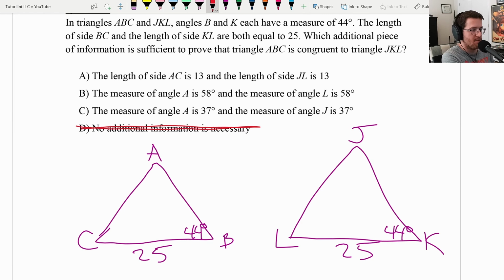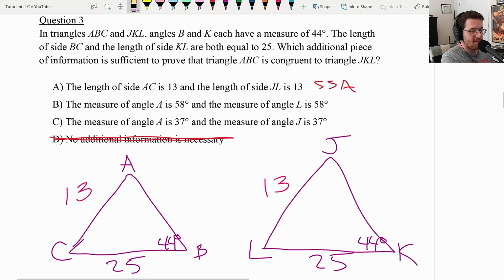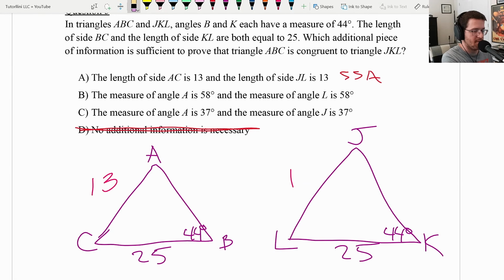So the length of side AC is 13 and the length of side JL is 13. Okay, so if I look like this, it's giving me SSA, and that was not one of the rules we came up with for congruence. So that is not right. So let me erase this. A is wrong.